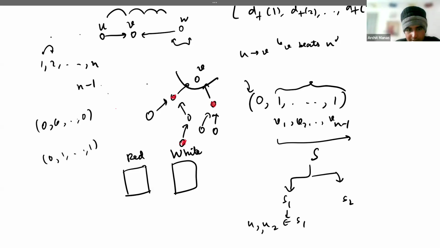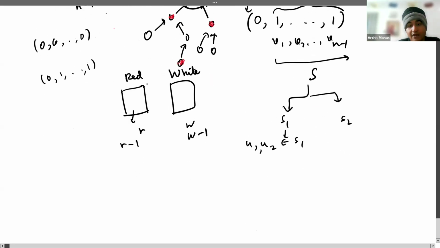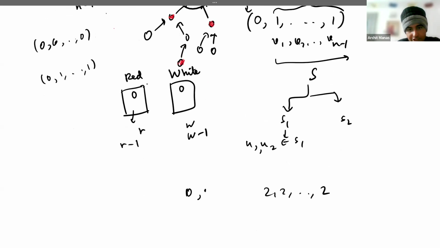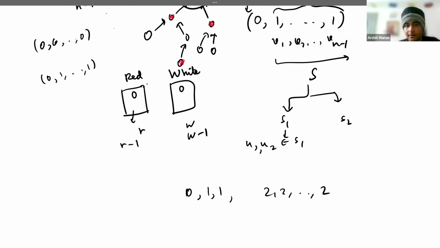So now that we've bicolored, how many questions does it take here? Let's say this has R vertices, this has W vertices, so R minus 1 questions and then W minus 1 questions. We've reached this state where everything is 2 except for the root of this, and V. So we're essentially left with a 0, 1, 1 thing. And how many questions have we used up till now? You tell me.